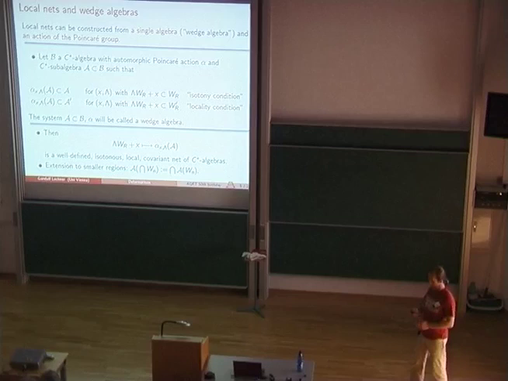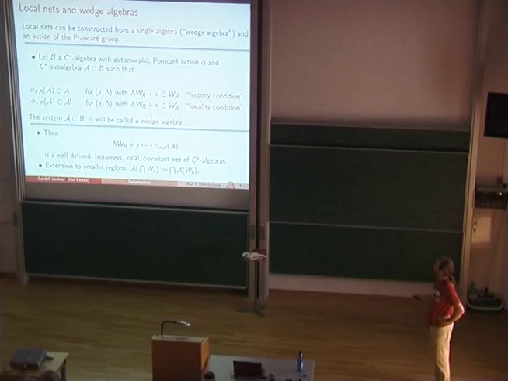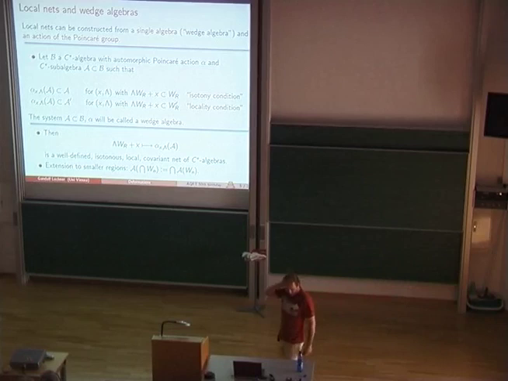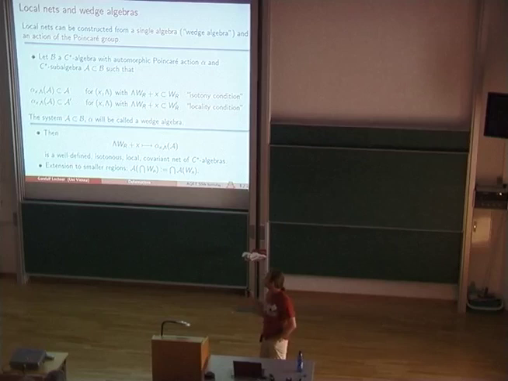And for short, I will call such a system, such an inclusion of algebras and such a Poincaré action on the bigger one, a wedge algebra. That's our initial data. And I motivated that these are necessary conditions for A being localized in the right wedge, but it's also sufficient.